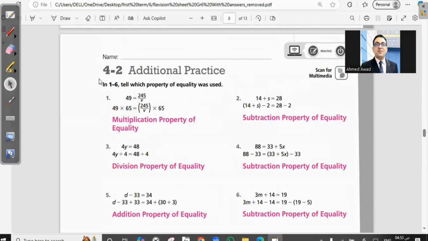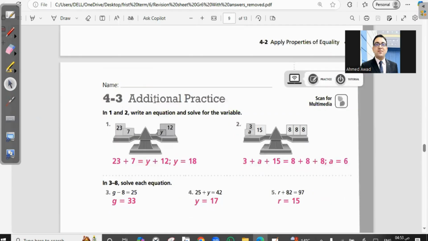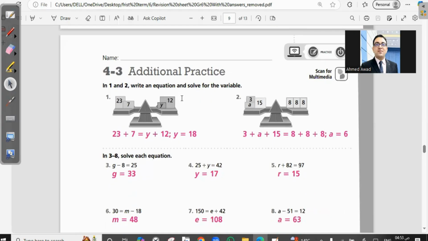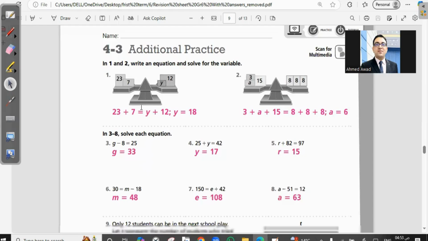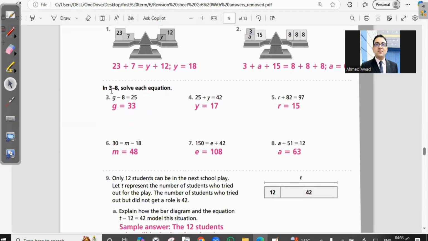Now, next lesson. In this lesson, we will learn how to solve addition and subtraction equations. So in this one, you are asked to solve each equation. If it's subtraction, we make addition. Guys, we can solve any equation by using inverse operations. So if it's g minus 8, we can make plus 8 here and plus 8 here. So cancel 8 with negative 8. Now 25 plus 8 is going to be 33. So g equals 33.